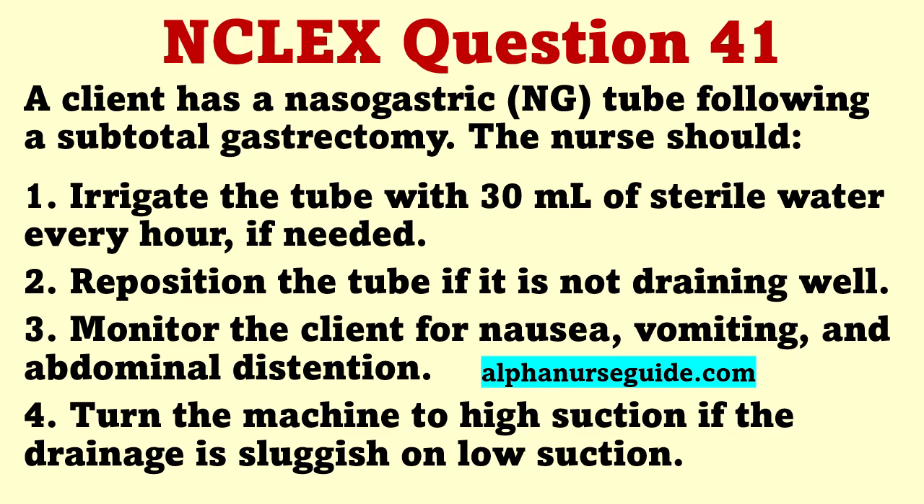The correct answer is 3. Nausea, vomiting, or abdominal distension indicates that gas and secretions are accumulating within the gastric pouch due to impaired peristalsis or edema at the operative site and may indicate that the drainage system is not working properly.